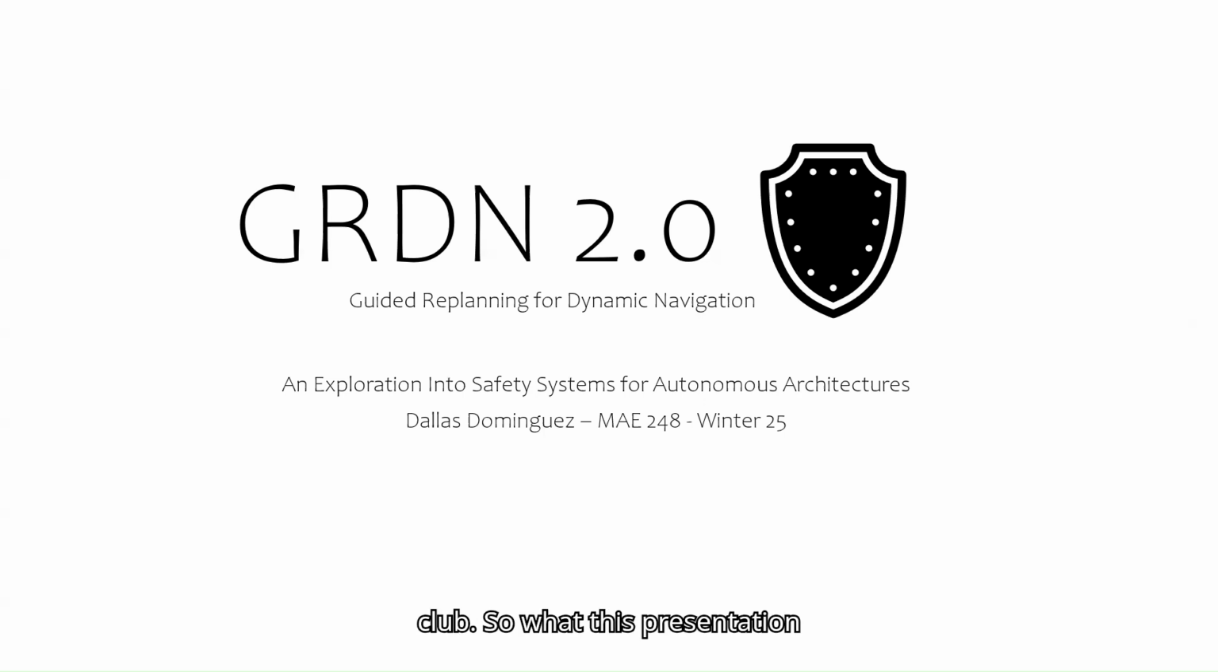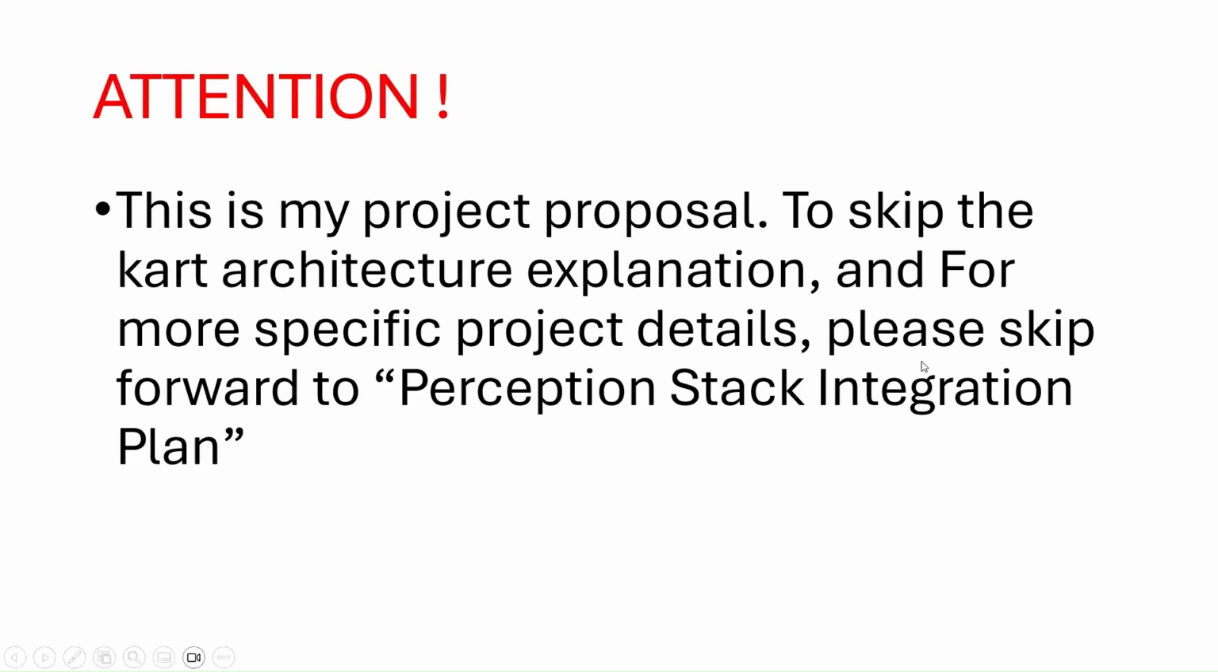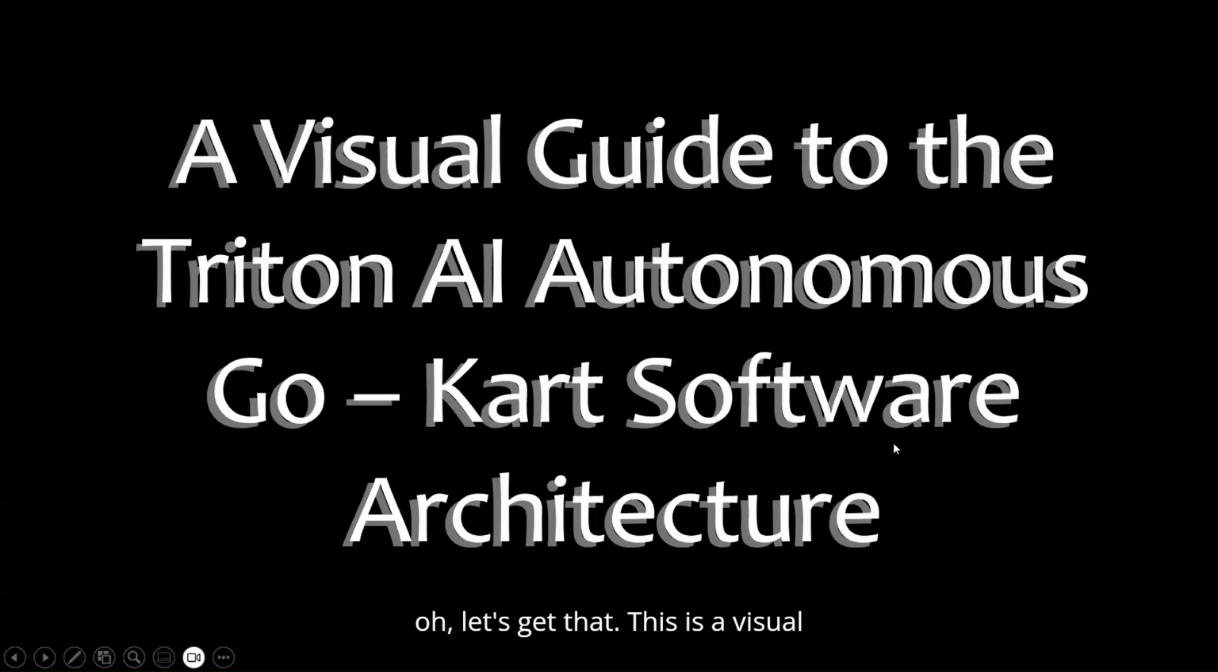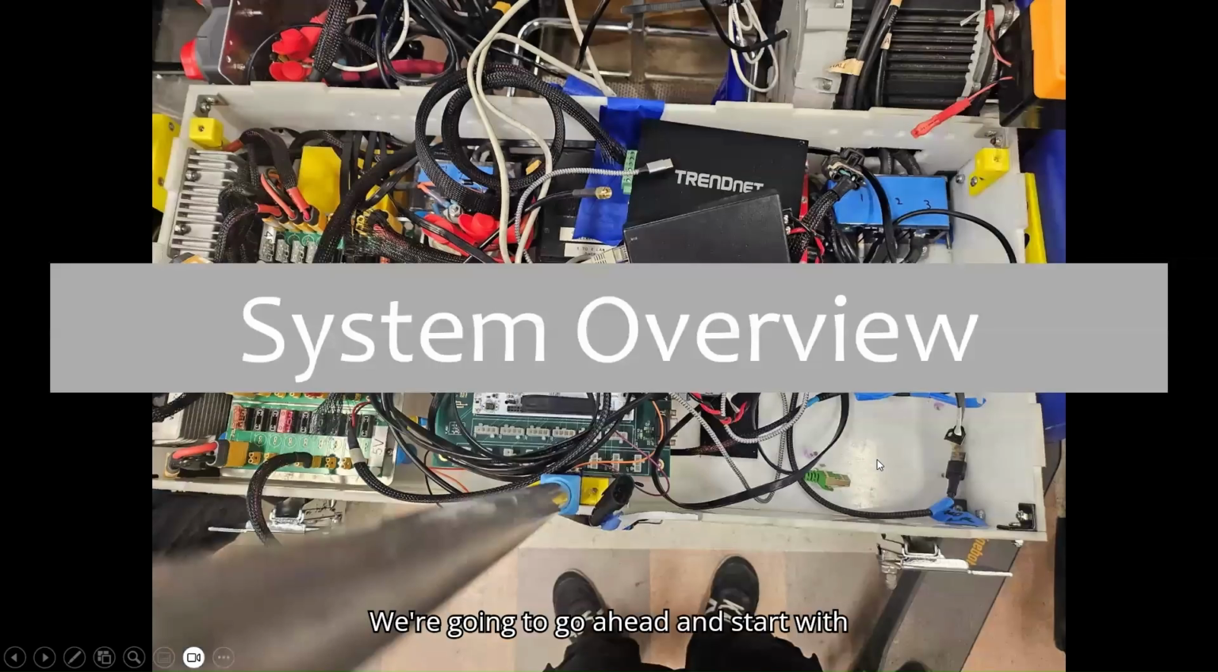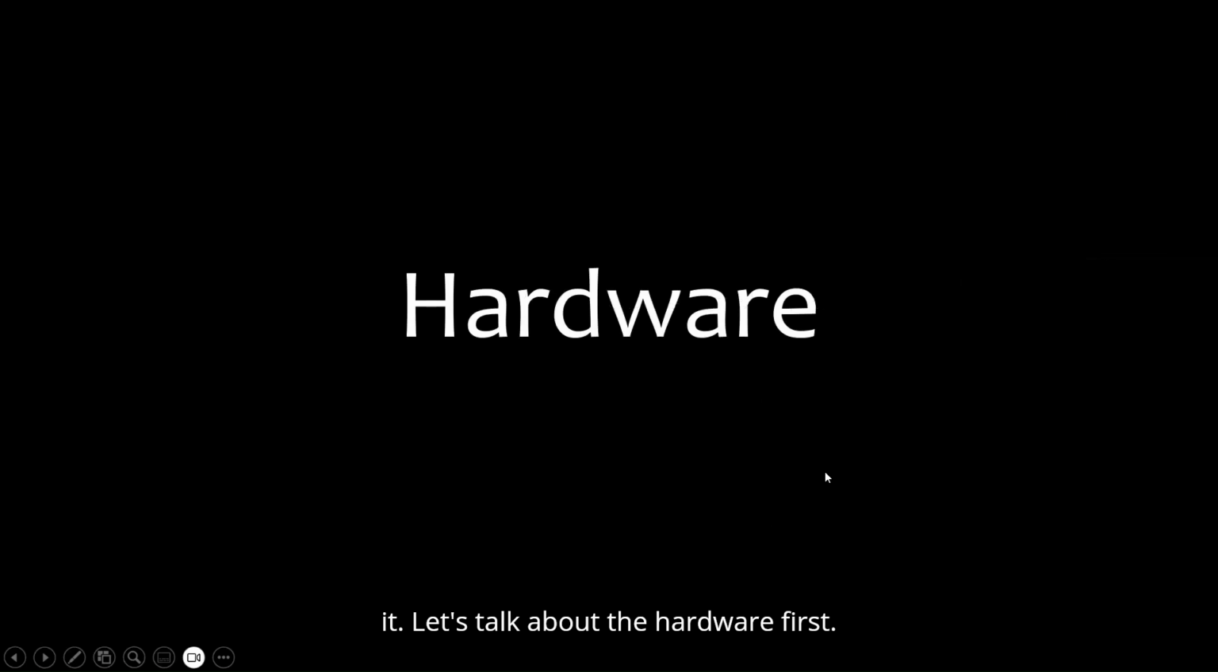So what this presentation actually is, let's skip that. This is a visual guide to the Triton AI autonomous go-kart software architecture. So we're going to go ahead and start with the system overview. Let's get right into it. Let's talk about the hardware first.